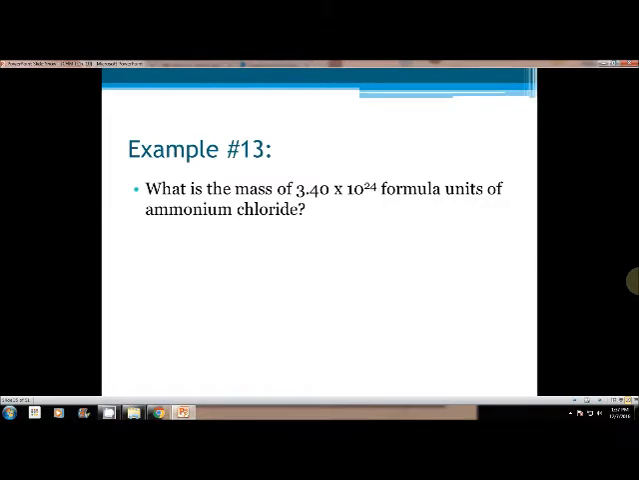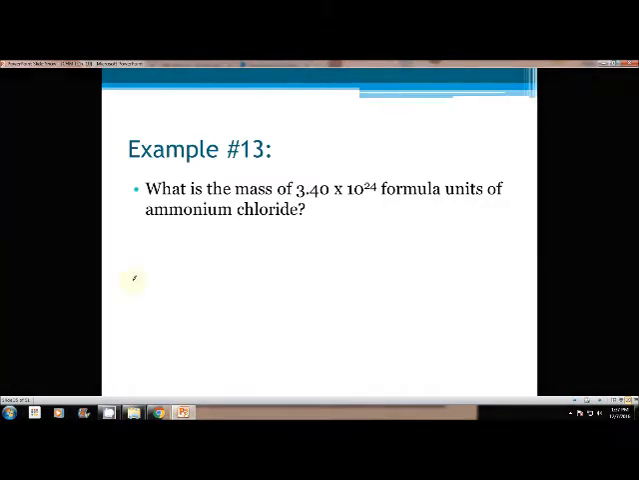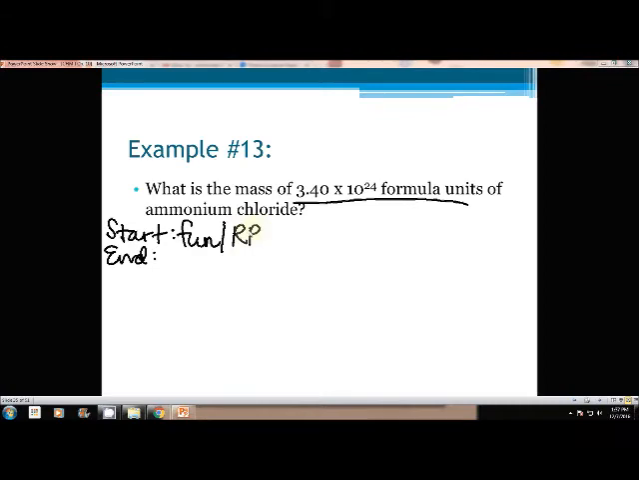So, what's the mass of 3.40 times 10 to the 24 formula units of ammonium chloride? So we had to figure out our start and our end. Where are we starting? We have so much fun in chemistry with formula units, which in case you want to write this down, that's in the RP circle. Okay? And where are we going to? Mass. Because it says what is the mass? And to remind myself that my unit is going to be grams, I'm going to go ahead and put that right there. Okay?